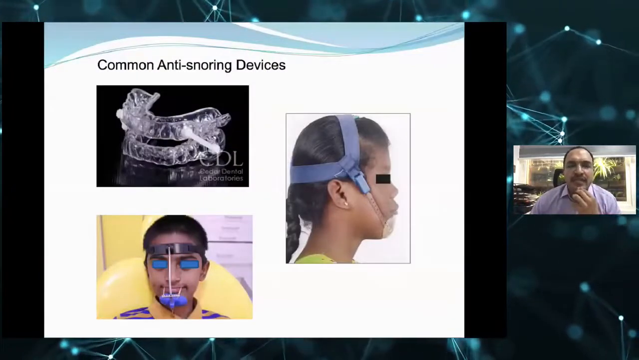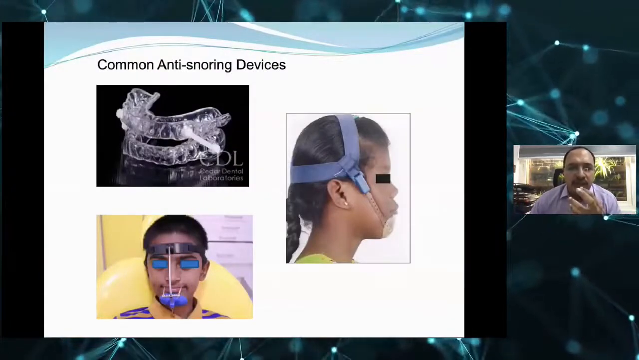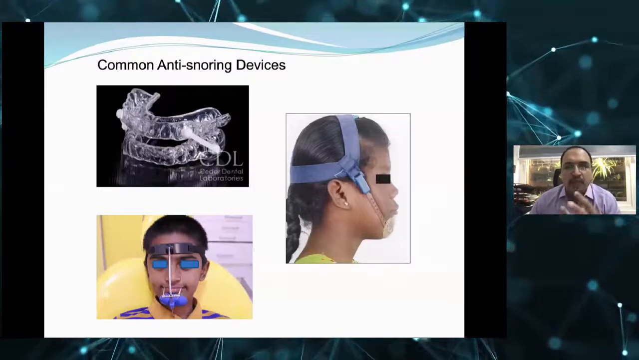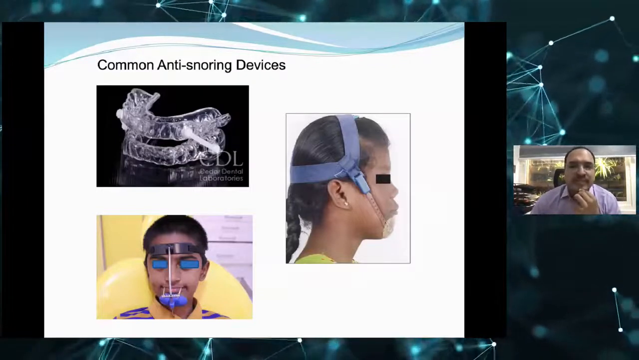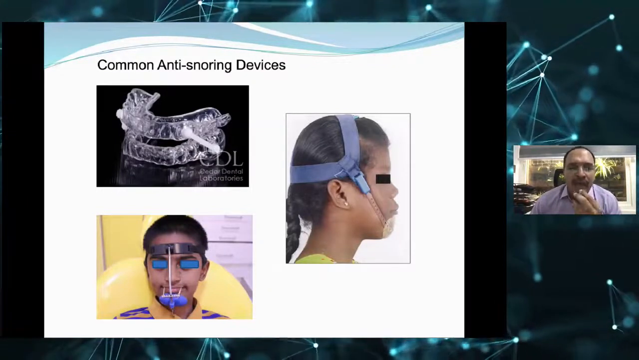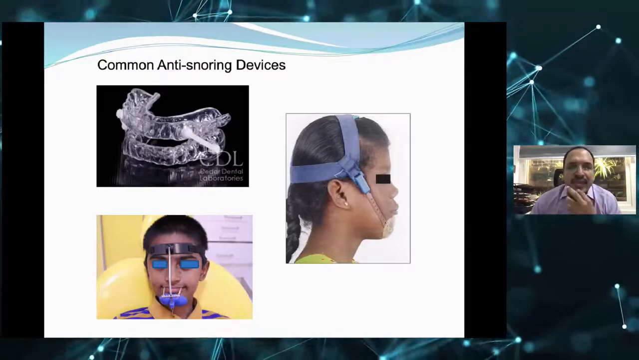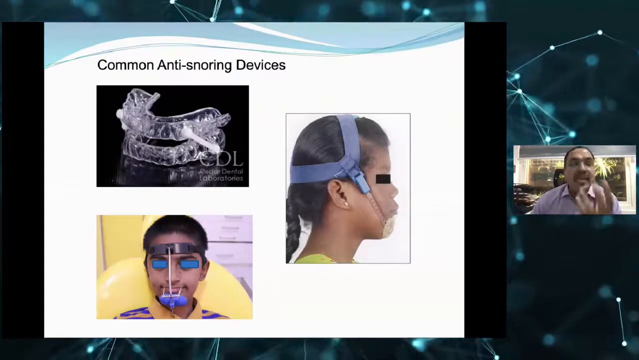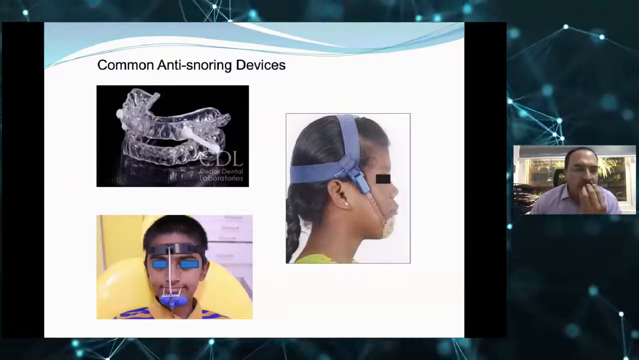These are some common anti-snoring devices which we also incorporate on a case-to-case basis. And mandibular anterior repositioners, chin cap, and a reversible headgear if the maxilla is narrow or underdeveloped.